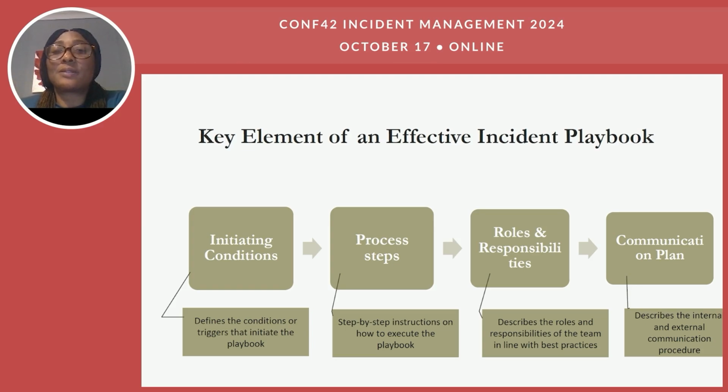Then you have the roles and responsibilities. This actually tells you which of the team is responsible for what, which must be in line with the best practices. And then we have the communication. Here describes the internal and external communication procedures. With the communication metrics, you are able to identify the escalation point or the escalation line or chain, which helps the team to be able to coordinate properly.